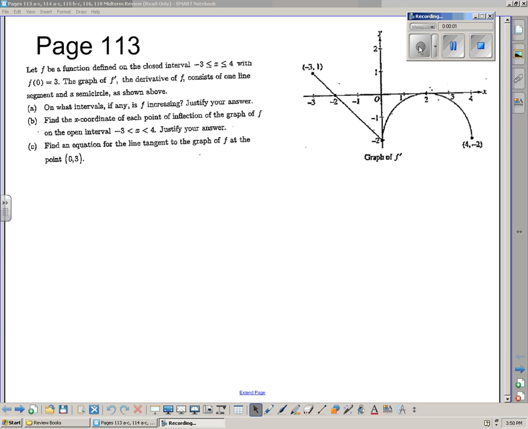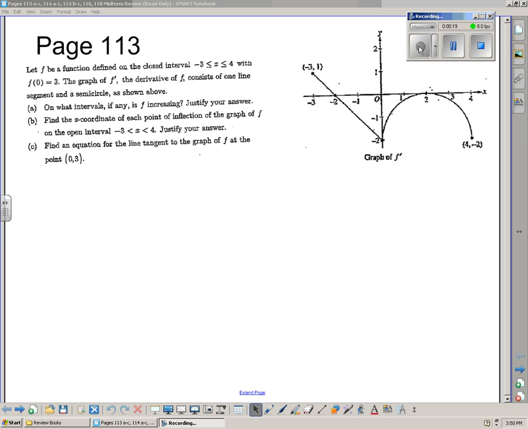Okay, this movie will be for pages 113 through 118 of what I've assigned. 113, 114, 115, 116 are very, very similar. So I'm going to do 113 and then we're going to go a little faster through them.